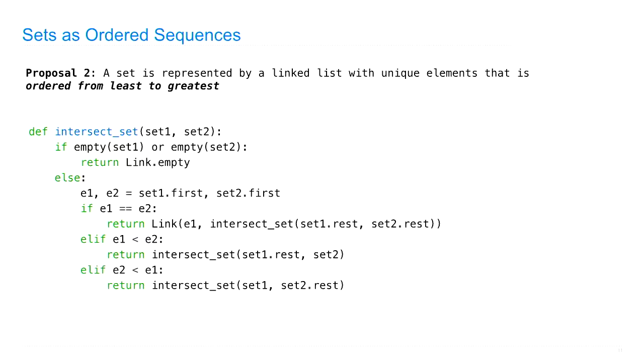And finally, if it's the case that E2 is less than E1, then I just intersect set 1 with set 2.rest for exactly the same reason.